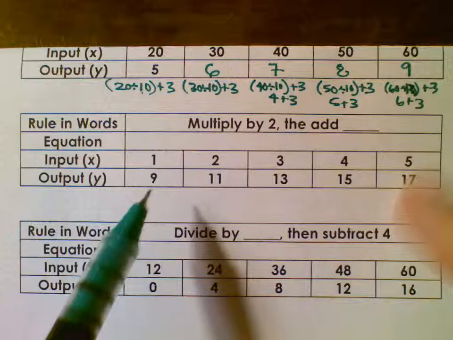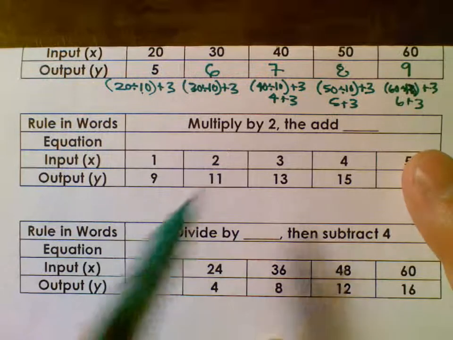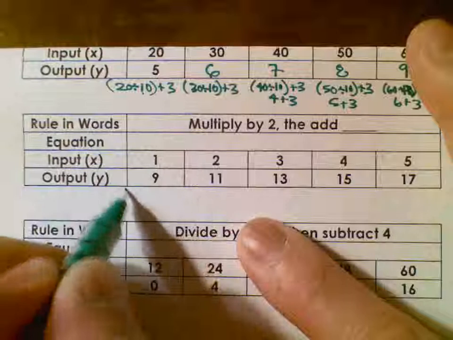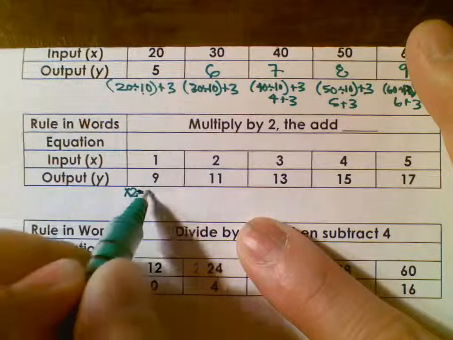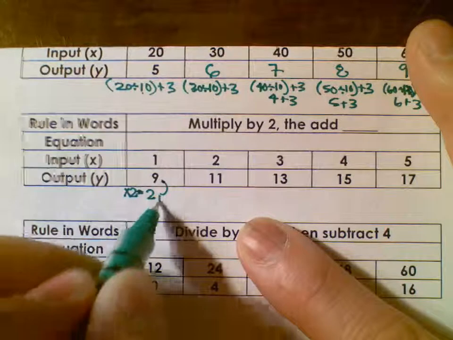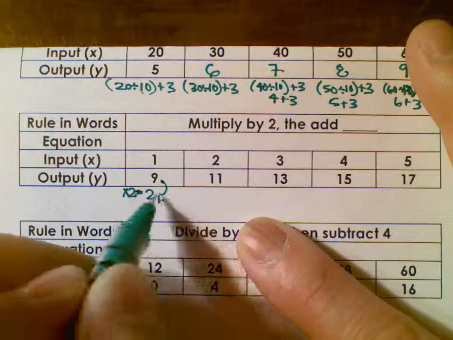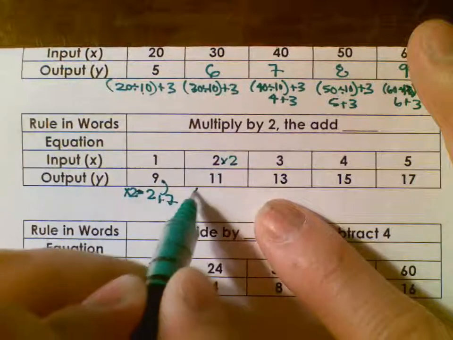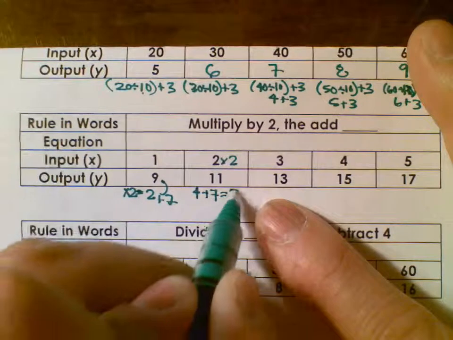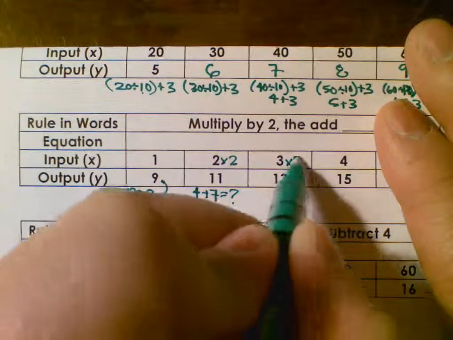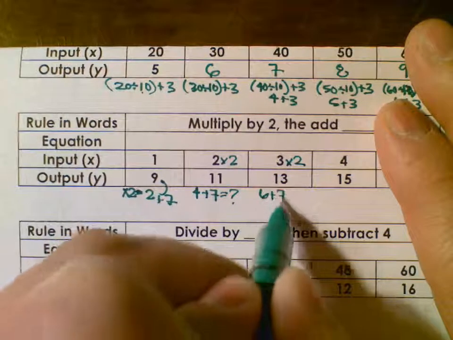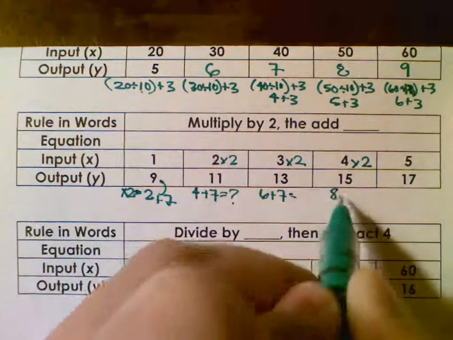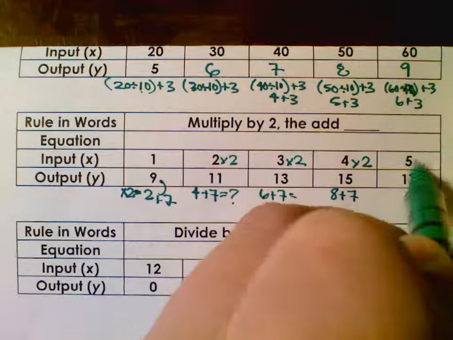How do we get from 1? So we multiplied by 2 and then add something. Multiplied by 2, so 1 times 2 is 2, and then how do we get to 9? Well, we add 2 plus 7 will give us 9. Let's try it. 2 times 2 is 4. 4 plus 7, does that equal 11? 3 times 2 is 6. 6 plus 7, does that equal 13? 4 times 2 is 8. 8 plus 7, does that give me 15?